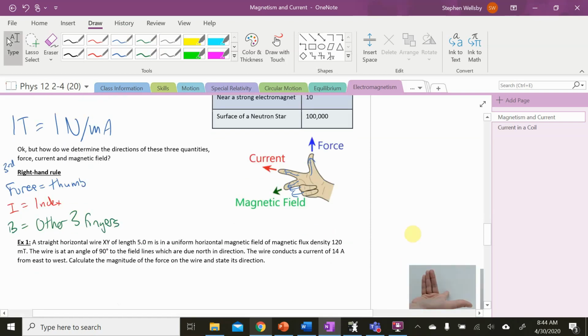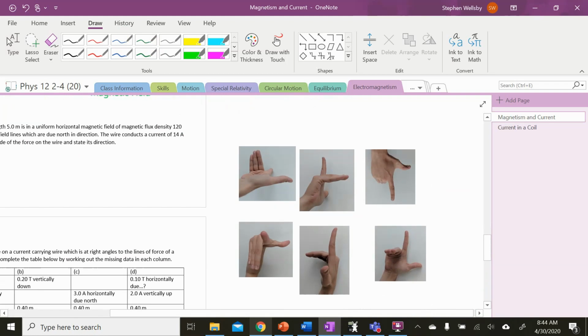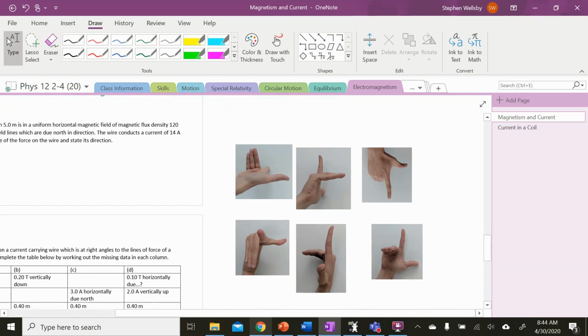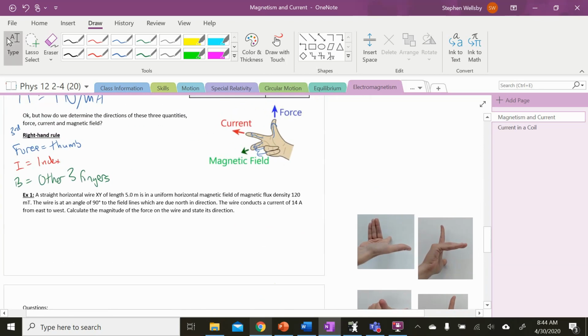Normally I'd be showing you the hand demonstrations in class, but I can't really do that, so I've made some pictures of my hands in all these different variations. Let's give this a try for example 1. It does take some practice with these, so I would really appreciate if you pause the video, try doing the calculation, and then try figuring out the direction based on your fingers here.